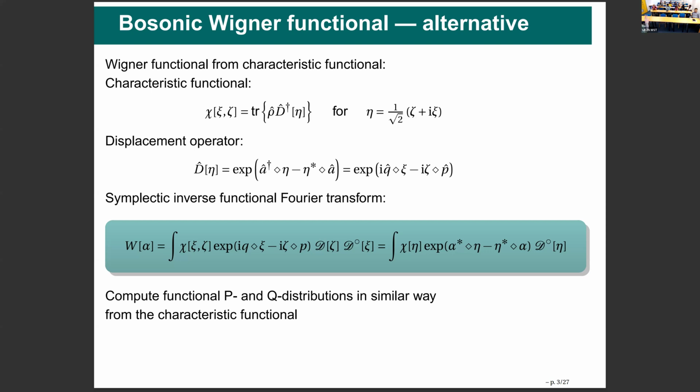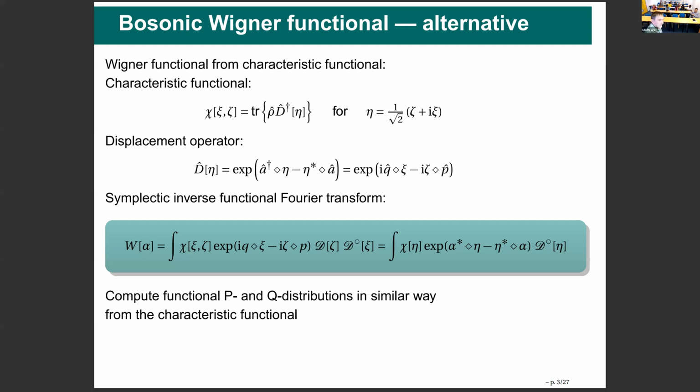I'm still in the functional case here, but this is very similar to what you just did in the standard case where you have functions. Your displacement operator here is defined in terms of your ladder operators, your creation and annihilation operators, but I can also write it in terms of my quadrature operators, in terms of these real valued fields, which defines my characteristic function. So this is also a way to do it.